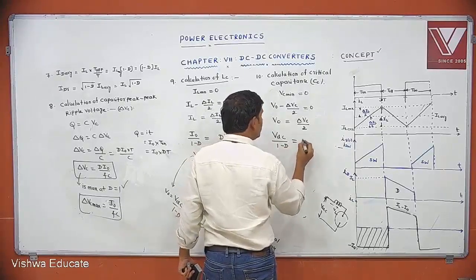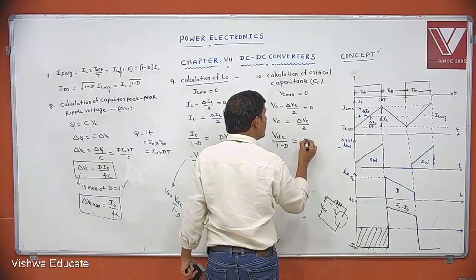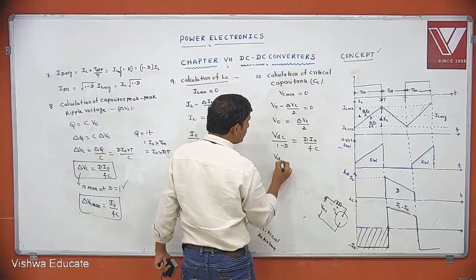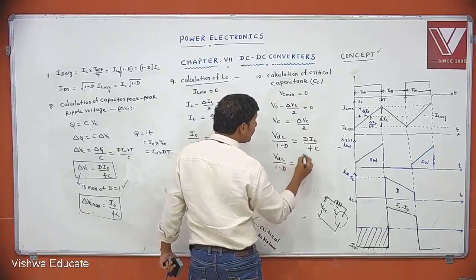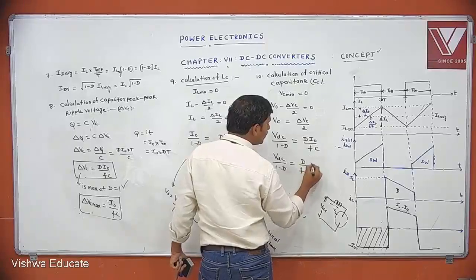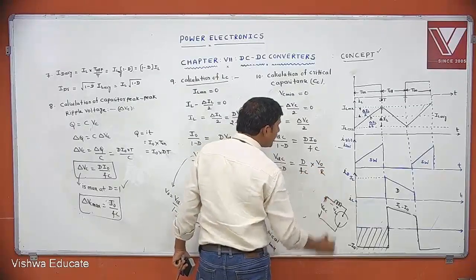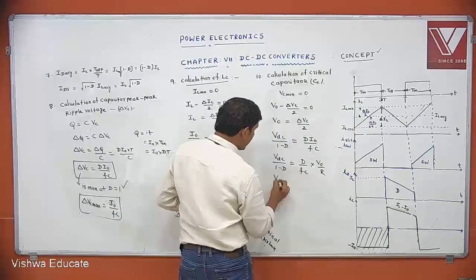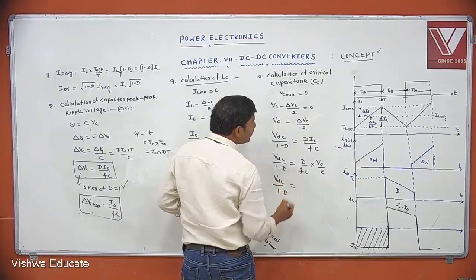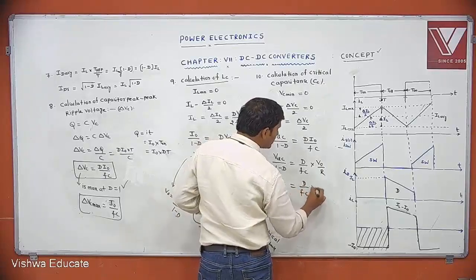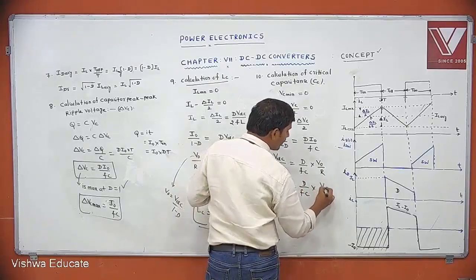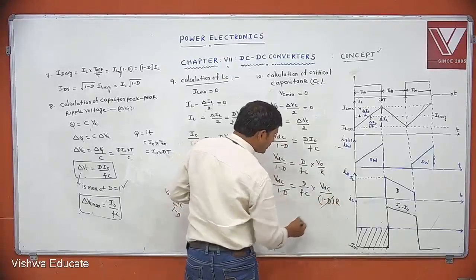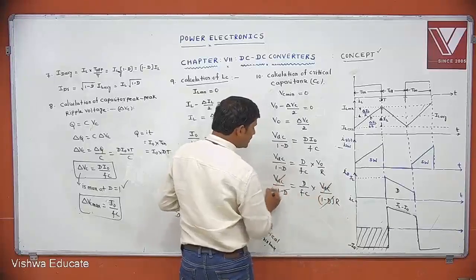Delta VC is D I naught by FC. Shall we write like this? VDC by 1 minus D equal to D by FC into I naught, and I naught is written as V naught by R. We simplify this. Then VDC by 1 minus D equal to D by FC, and V naught is VDC by 1 minus D. 1 minus D cancels, then VDC cancels.